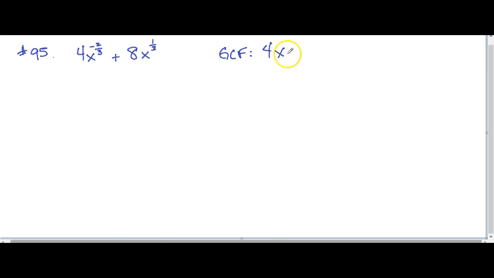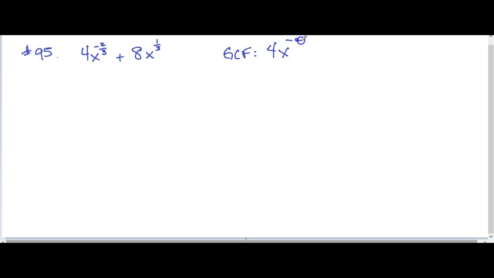So 4x, and then in terms of our exponent, we always pick the smallest exponent, which in this case is negative 2/3. Negative 2/3 is smaller than positive 1/3. So that's our greatest common factor. That's the first step, getting out the greatest common factor. The second step is to take that greatest common factor and parse it out of the original expression.